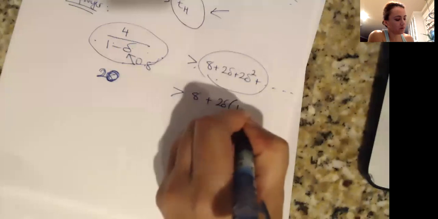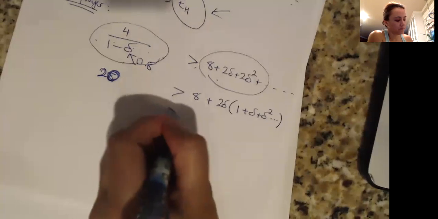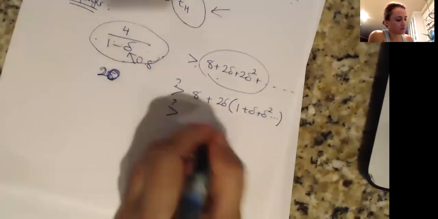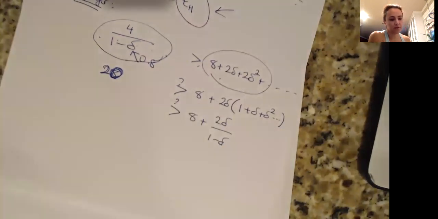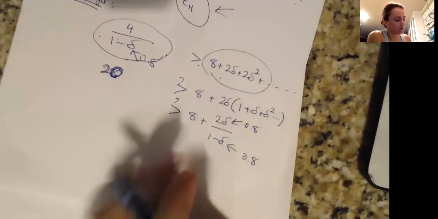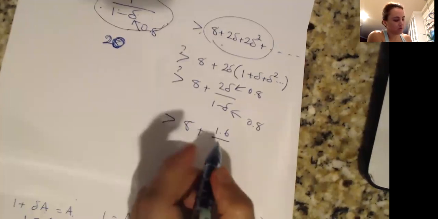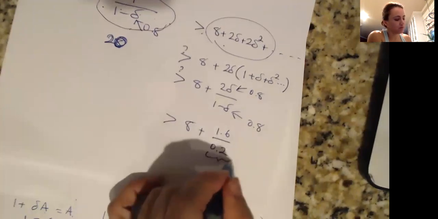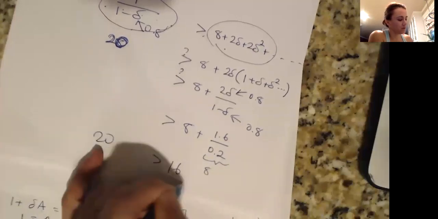Okay, let's solve this. I'm taking this whole thing into a parentheses of 2 delta. I'm checking if this is true. 8 plus 2 delta divided by 1 minus delta. Delta was 0.8, so 1.6 divided by 0.2, 16. So yes.